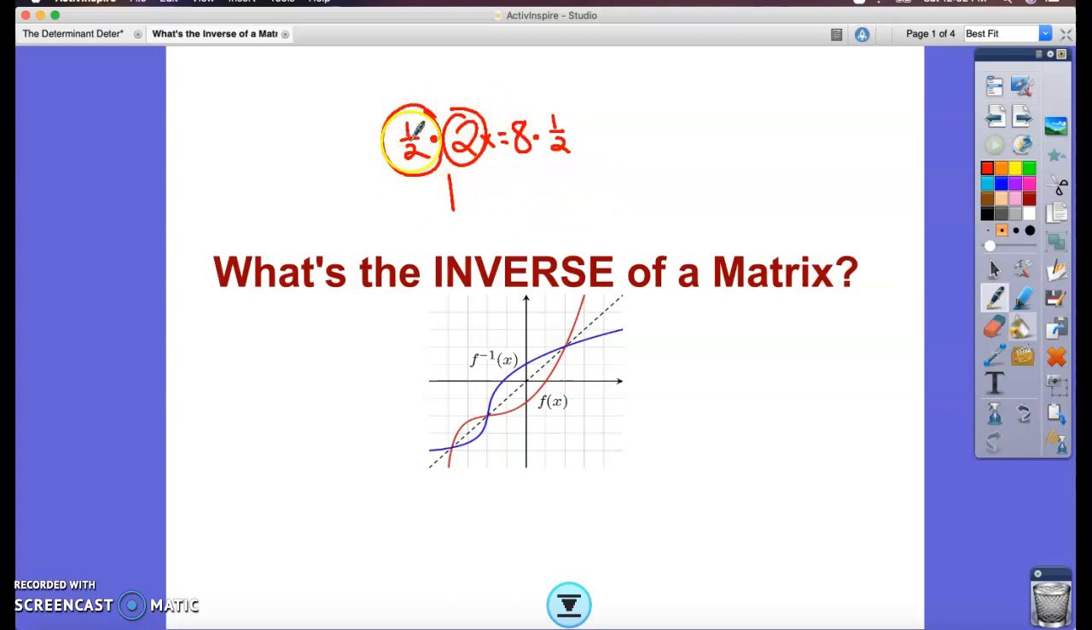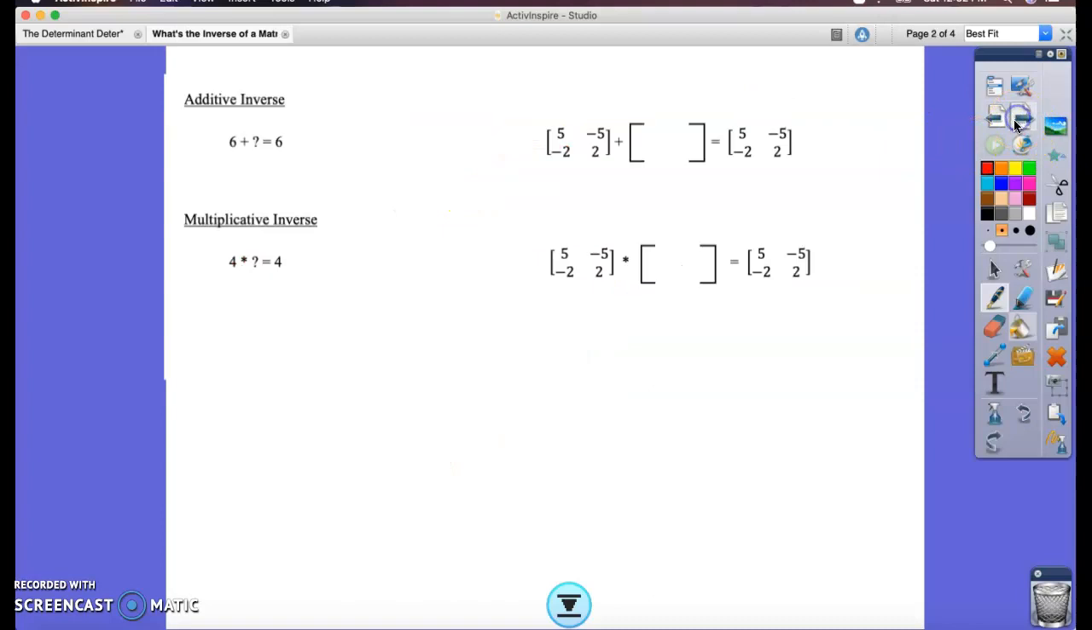So going along with that, I'm going to talk about two phrases with you, or two nouns, if you will. I'm going to talk about the additive inverse and the multiplicative inverse. Now, your additive inverse is the value you add to something that doesn't change its value. So 6 plus what gives me back 6? And that simply is 0. If I add 0 to any number, it gives me back that same number.